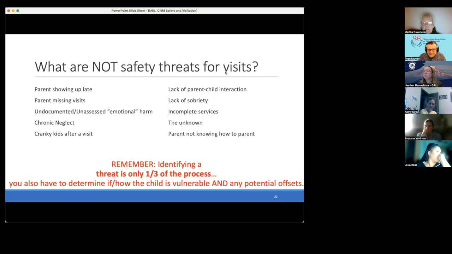All right, let's keep going through this list. Chronic neglect is not a safety threat. Somebody challenge me on this one. Is chronic neglect a safety threat? No, it's not observable specific. How do you chronically neglect somebody in 2 hours, right? You can neglect them, but you can't chronically neglect them. That's not a reason for not doing a visit, especially supervised or even monitored, right? You can't chronically neglect somebody in a time specific time.